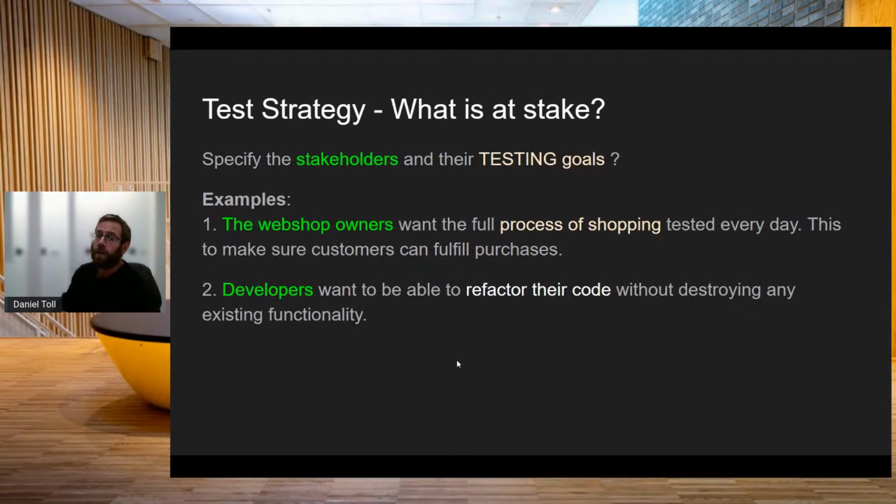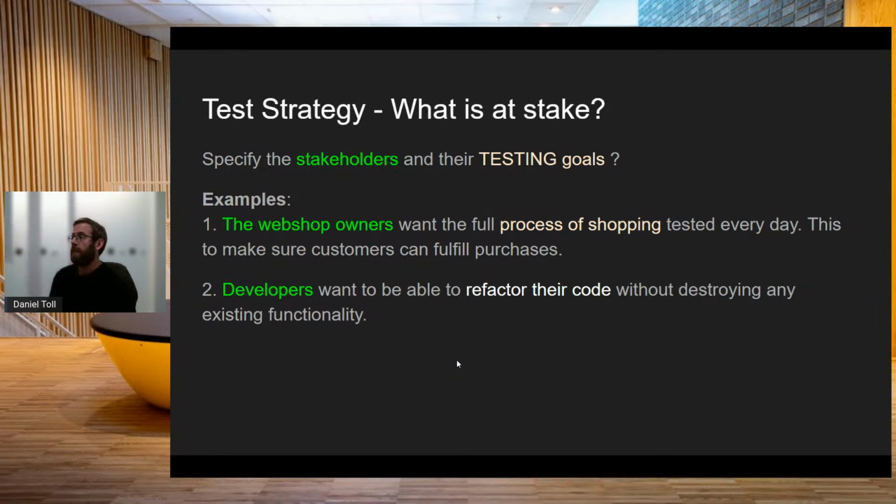Usually when we have a goal, we want to have also a stakeholder. So someone wants something done. And since this is a course in testing and not just anything, we want testing goals. So when we're planning testing, of course, we're talking about testing goals. So let's have two things. The first one, the web shop owners want the full process of shopping tested every day. This to make sure that customers can fulfill purchases. So every day we want to make sure that if we have a web store, that someone can buy things. And we want to test every little step in this chain of different events that happens.